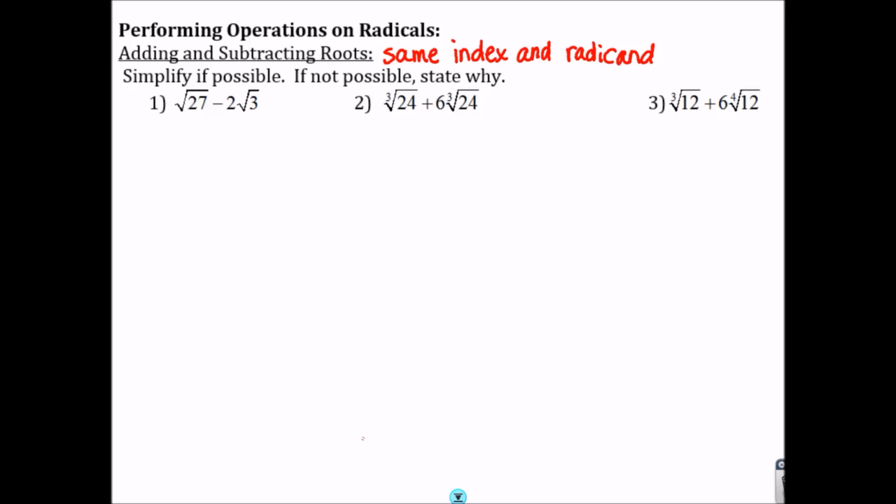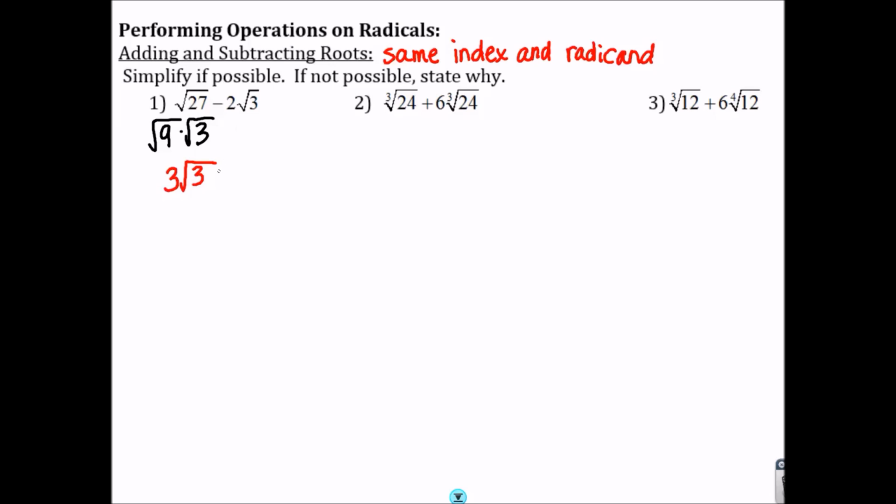In this first example, we have square root of 27 minus 2 square root of 3. So we need to start by simplifying square root of 27. We need to find a perfect square that is a factor of 27. And 9 times 3 gives us 27. So I'm going to use 9 and 3 to simplify the square root of 27. The square root of 9 is 3. And square root of 3 cannot be simplified. So the square root of 27 simplifies to 3 square root of 3.